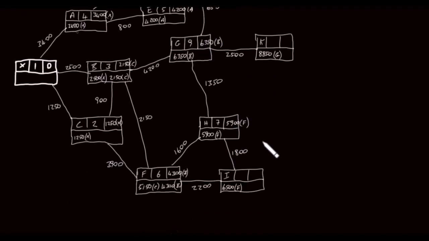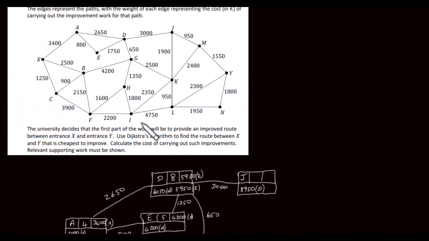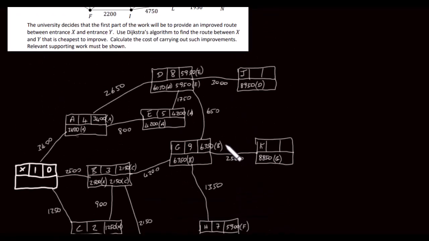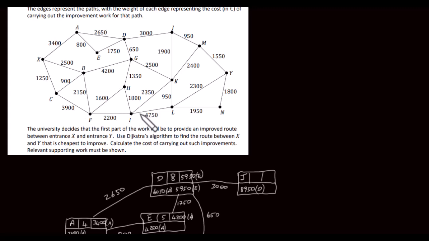So this must be number 10 then for I. So I is number 10. And it's 6500, which came from F. Okay, let's see what I is connected to then. So I then is connected to H, which should already be there. Yeah, that's this one here. It's connected backwards. We have that one.